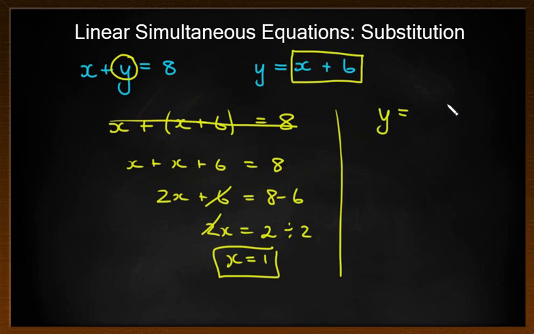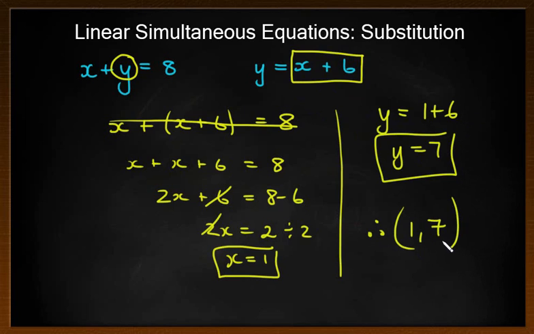So I don't have to do any rearranging. So y equals 1 plus 6, y is equal to 7. Therefore, I have my solution of (1, 7). Okay, my coordinate.